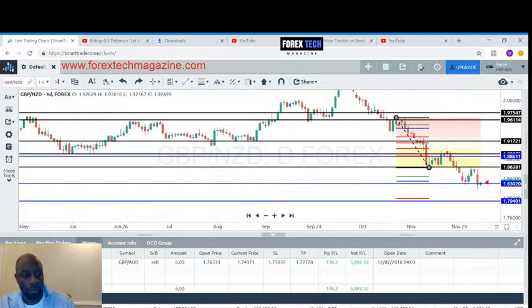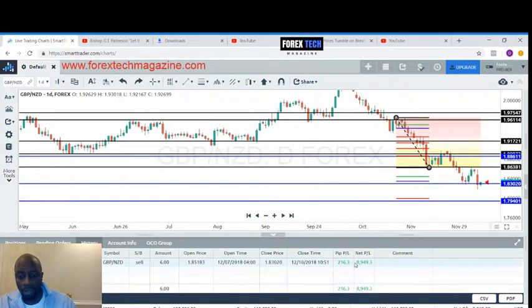Let's see here. The haul on that one was, what's that? Was 216 pips and made $8,949.30. That's not bad for about 2 days worth of work, right?